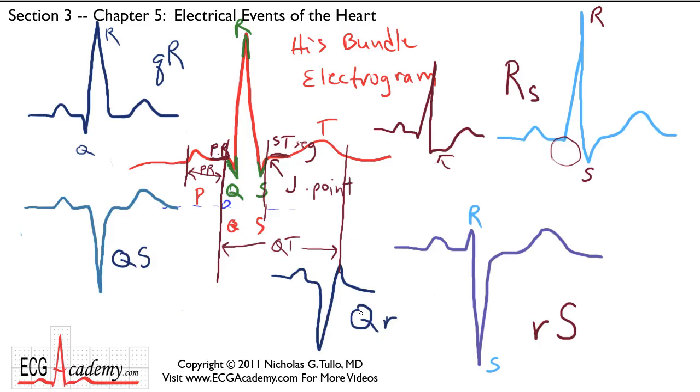So that's an overview of the electrical events of the heart and how these events relate to the cardiac conduction system, how we name the squiggles that come out of the heart when we record them on an electrocardiogram, and the different shapes and configurations that we may see when we start to analyze these ECGs.